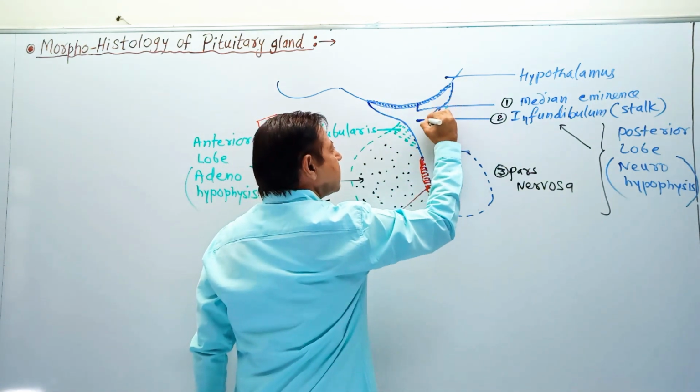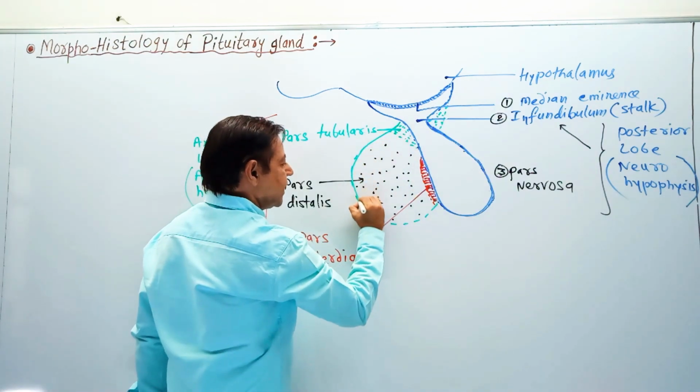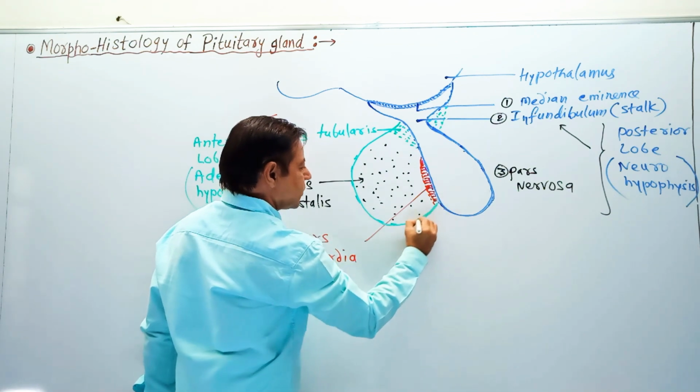Here, these are the two lobes, anterior lobe and posterior lobe.